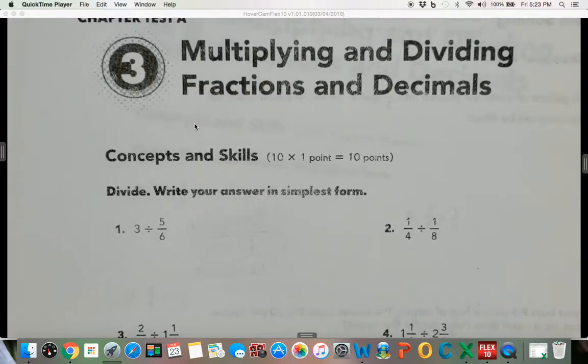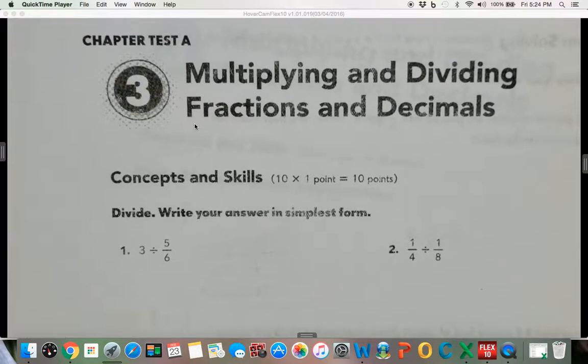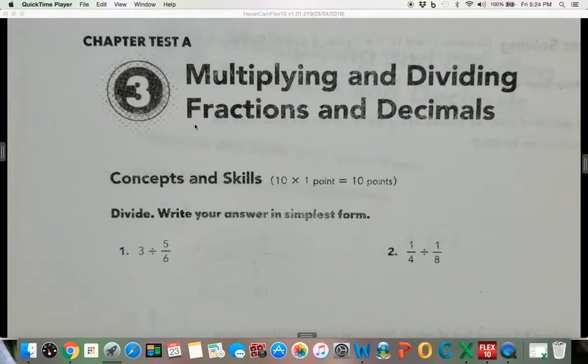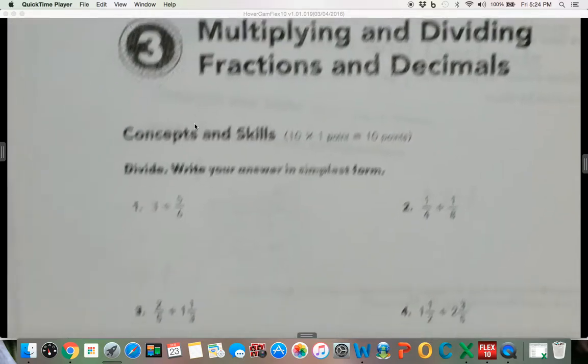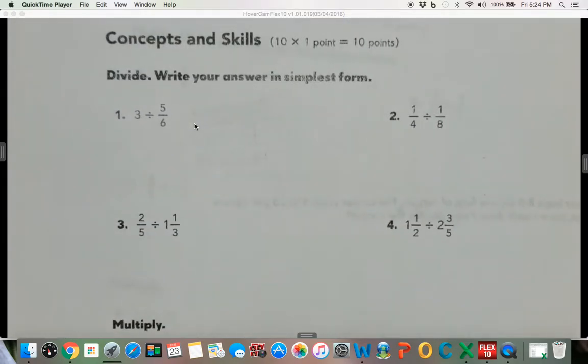Alright guys, this is Chapter 3, Test A, and this is a way for you to get back some of your points. You might not have gotten every single question incorrectly, but I'm going to go over every single question on this test. There are actually 17 points worth of problems. So I'm going to start with number 1, 3 divided by 5/6.